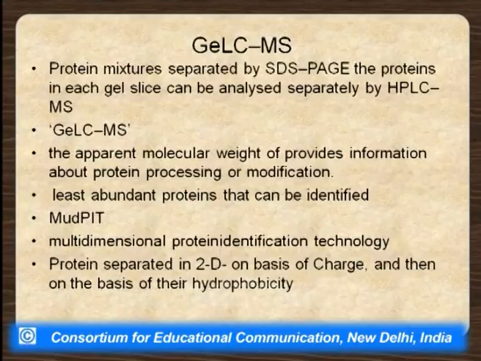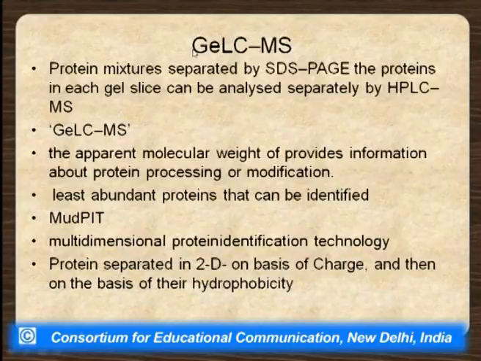We can use various samples for mass spectrometry. These days GE-LC-MS can be used, where proteins which are separated by SDS-PAGE can be taken up in a thin gel slice and taken up by an HPLC. Here the molecular weight is already available from the prior experiment, and we can look at even the least abundant proteins or proteins that are present only under certain metabolic states.